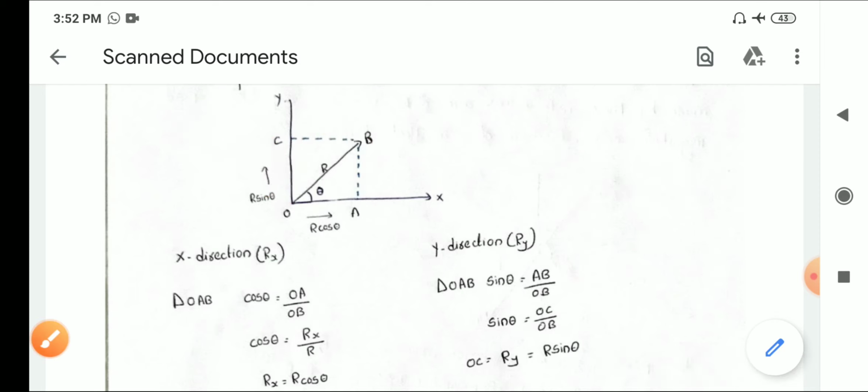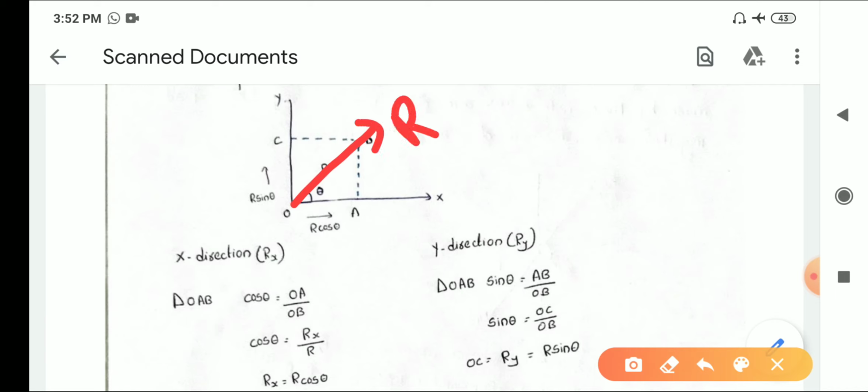Okay, there is a shortcut to remember. We don't need to calculate all this. There is a simple shortcut to remember this. Take any force R, observe the theta side, which side theta is there. Along that side, the component of R is R cos theta.